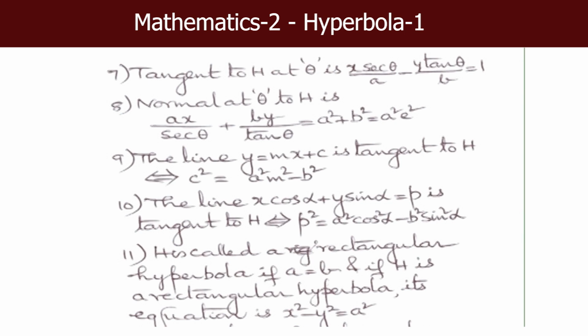Normal at the point theta is ax by secant theta plus by by tan theta equal to a square plus b square, which is a square e square. There a square plus b square is a square e square.